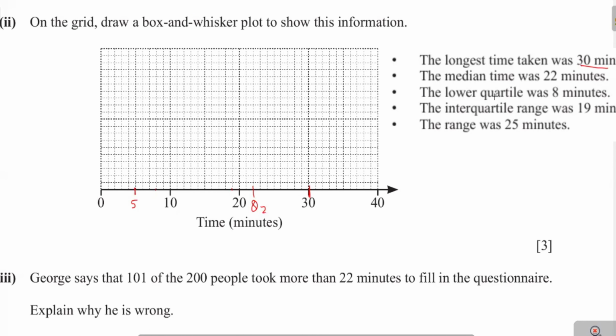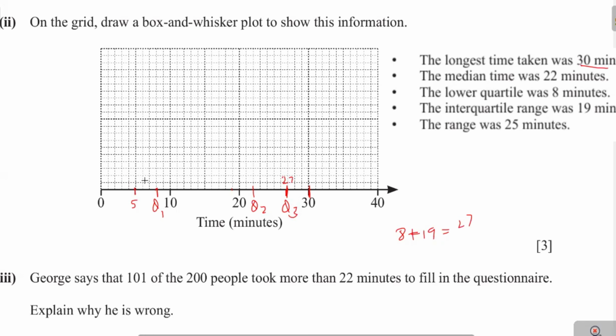And next, the lower quartile is 8 minutes. This will be the lower quartile, Q1. And the interquartile range is 19. Therefore, 8 plus 19 will be equal to 27. Therefore, the upper quartile will be 27. And this is 27, and this is Q3.